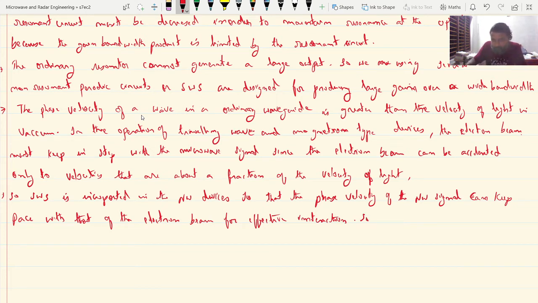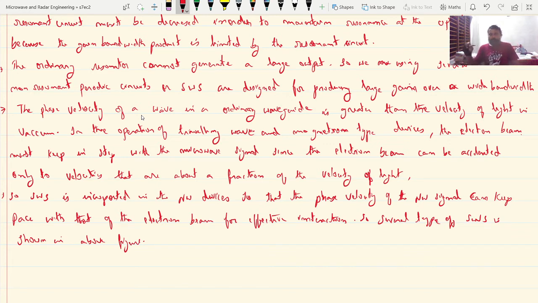So several types of slow wave structure are shown in the above figure. Okay.